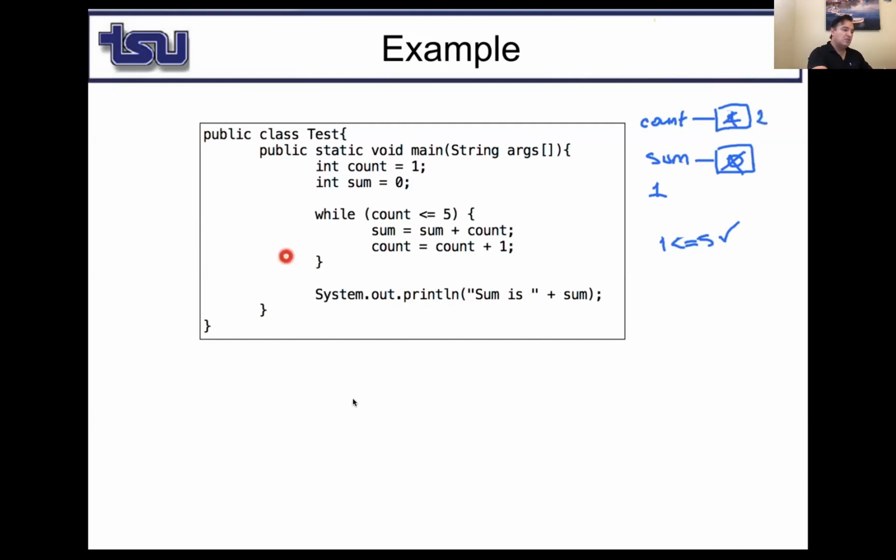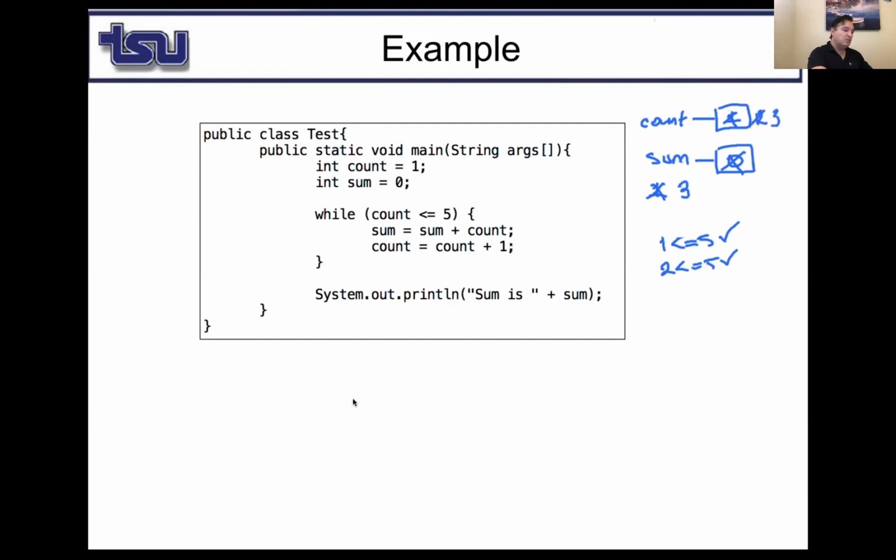Then I go back to the beginning of the while loop. I will check the condition. Now this condition is 2 less than or equal to 5. This is true, right? So sum will be sum plus count. That means 1 plus 2. So sum will be 3. And count will be count plus 1. That means count will be 3.